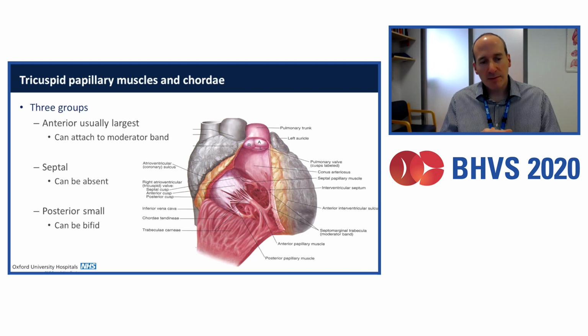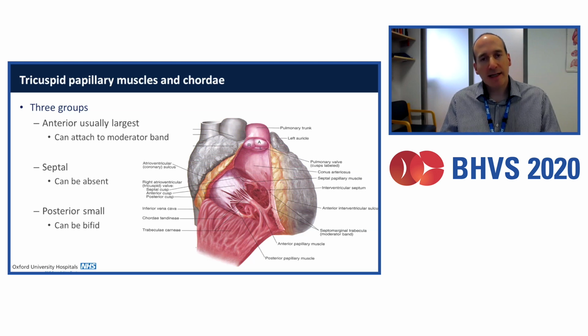The septal papillary muscle is often the smallest. It can be completely absent in some patients, or it can just be chordae inserting directly into the septum without a discrete papillary muscle. The posterior papillary muscle, again, is usually small. It can be bifid, and there's quite a wide variation in the posterior papillary muscles. And again, some patients have been reported to have anything up to 7 or 8 discrete papillary muscle bundles.